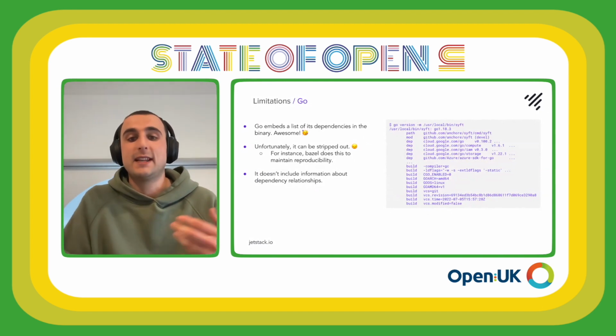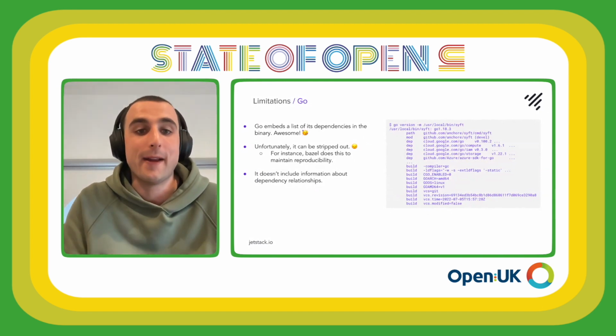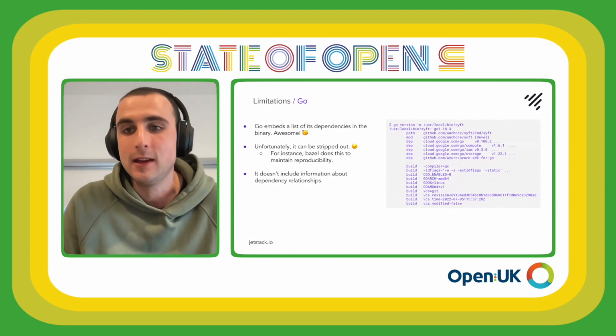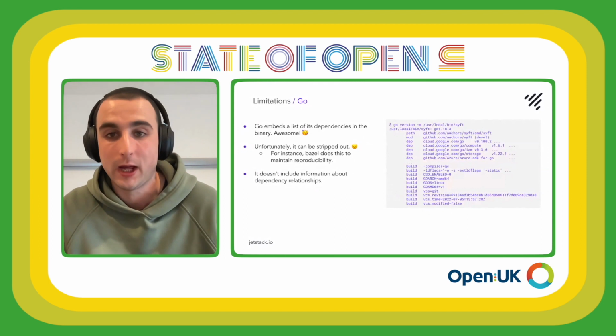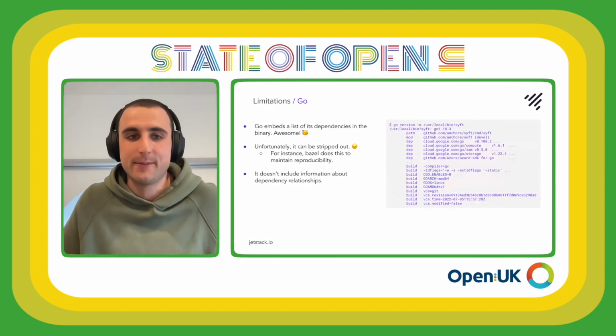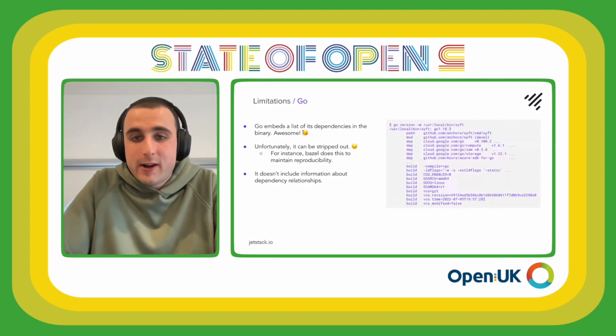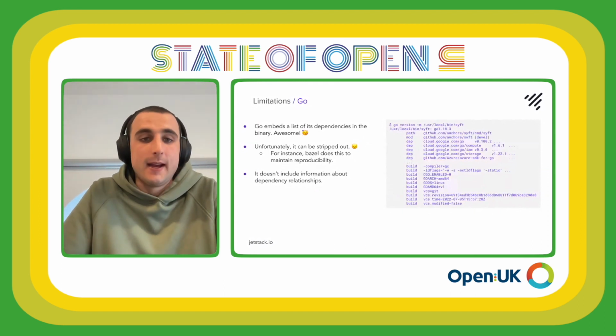If it's easy to take out this information, and in some cases some build systems like Bazel do it automatically, because why do we care about it? It's just extra bloat. I want my binary to be as slim and small as possible, so then I might just take it out by default. And as a developer or engineer, I wouldn't know any differently.